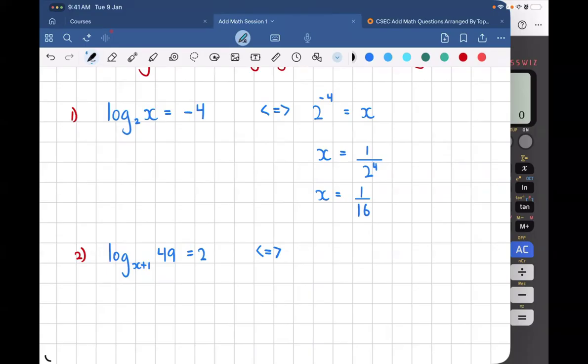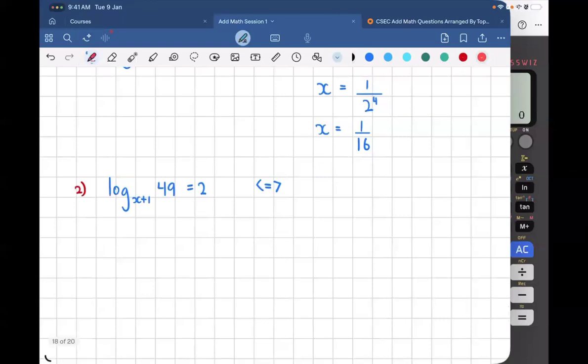Don't worry. So everybody should know that in the log form, it's always log to the base, to the argument, equals the power. And if it's in the index form, it will be base to the power equal to the argument.